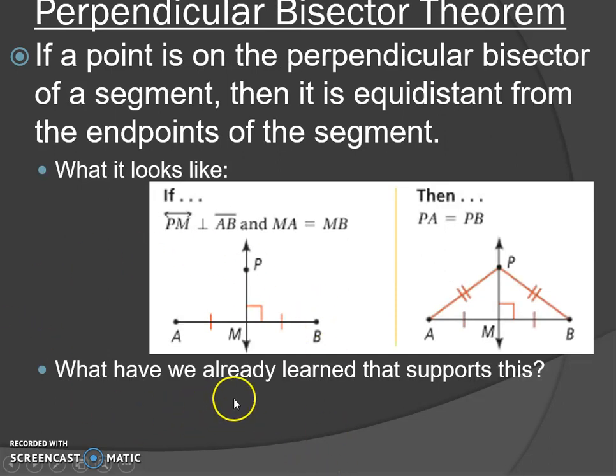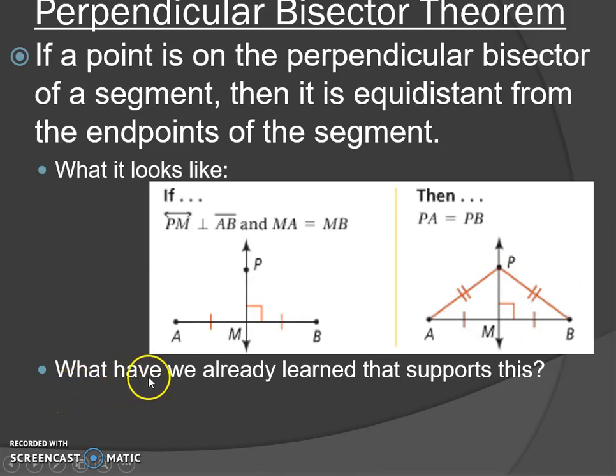So what have we already learned that supports this? We can actually write the Pythagorean theorem, right? A squared plus B squared equals C squared. When you add these two, you get this, and they're equal to each other. Then they're sharing the same side, because bisecting means equal. If this is AM, this is 10, that's going to be 10. And this is reflexive, they share the same thing. So these two sides will be the same if you use the Pythagorean theorem.